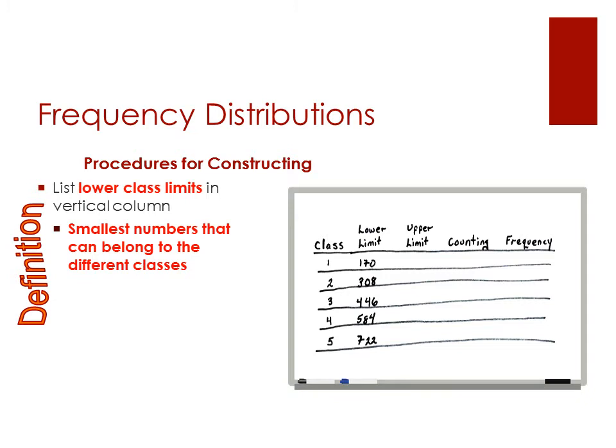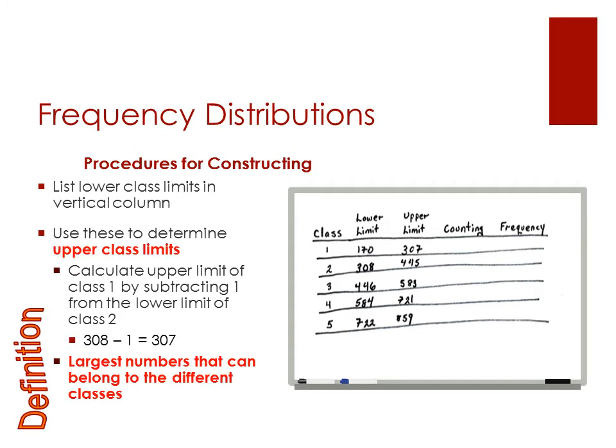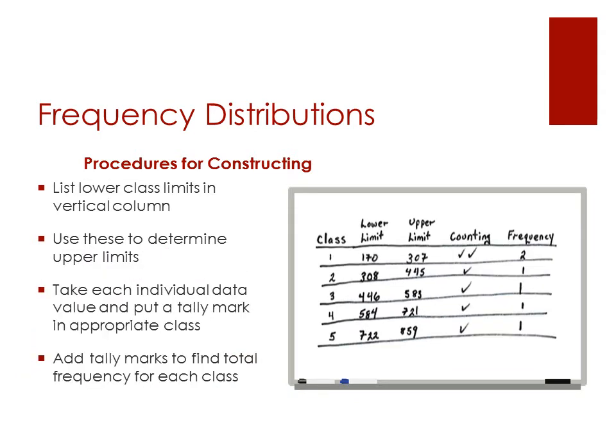Now next up, we're going to look at calculating our upper limit for each of these classes. To do that, we're going to take the lower limit of class 2 and subtract 1 from it to get the upper class limit for class 1. So the upper class limits are the largest numbers that can belong to the different classes. You can see again, I've gone through and done this for each of our 5 classes. So now we have our lower class limits and our upper class limits.